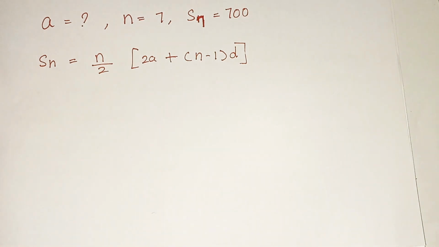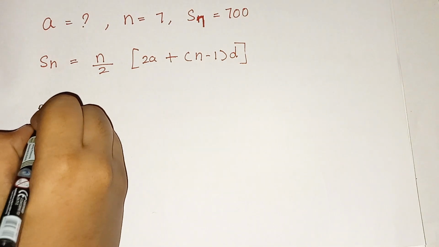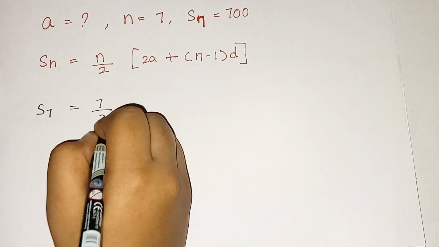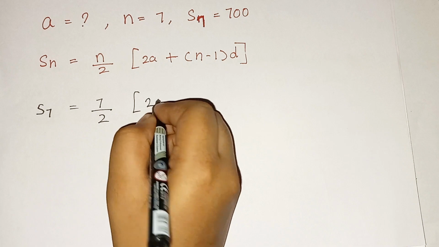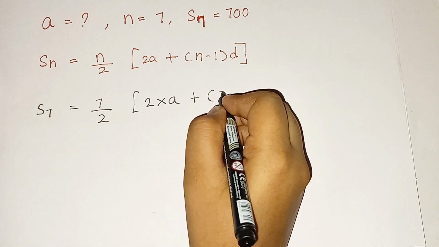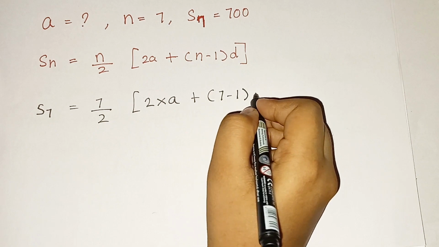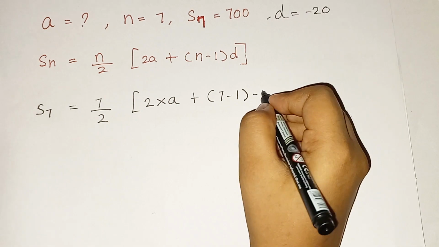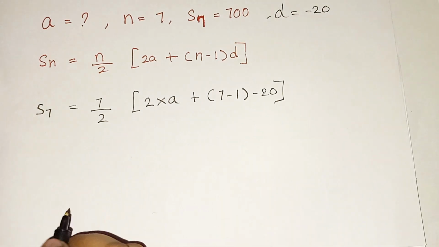Now let us substitute the values. S7 is equal to n is 7 by 2, and then 2 into a, a value we don't know, plus n value is 7 minus 1, and the common difference, we found it, that is minus 20. Close the bracket.